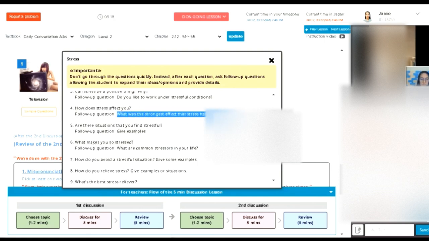Let's have this one. What was the strongest effect that stress has had on you? The strongest effect. Maybe it's that I was thinking about something that made me stressed, so I didn't get good grades. Ooh, my test. So what were you thinking? Maybe I forgot. Maybe something I feel unhappy or sad. Just don't think of that. Okay, just be happy all the time. Okay. Yes. Let's have another question.